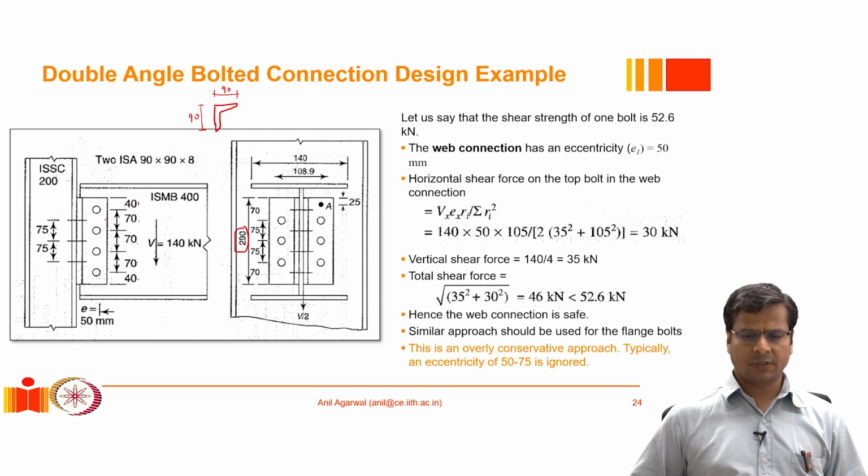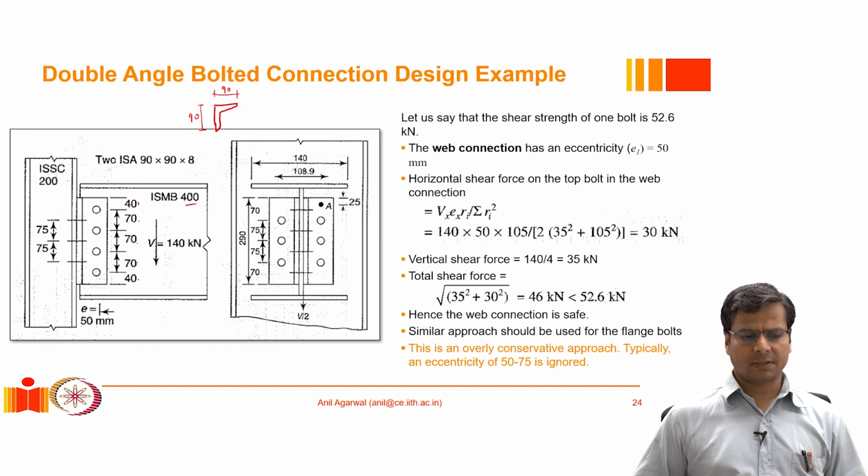And 290 is quite significant when we compare it to 400 millimeters. 60% of 400 would have been 240, and since the angle is relatively long, we should probably consider the eccentricity effect. So let's see how to include the effect of eccentricity in such a connection.